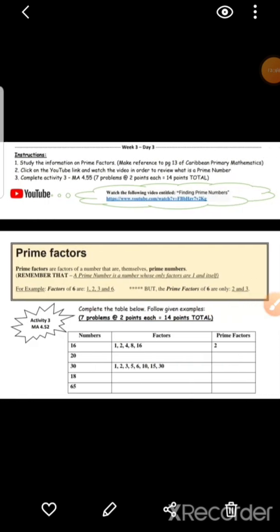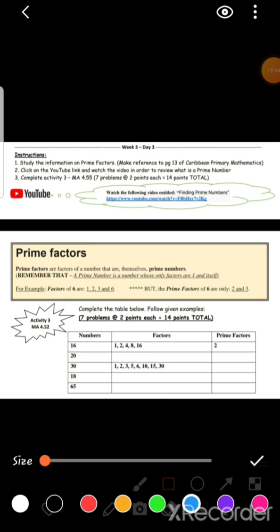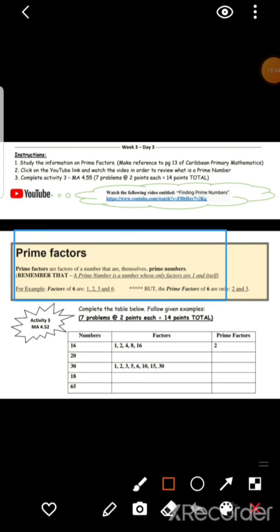Day 3, we're looking at the prime factors. Prime factors here, boys and girls, is very important. It's following up what we just did, which is listing the factors of a number. But now, after listing the factors of a number, we are going to identify the prime factors. So read carefully.